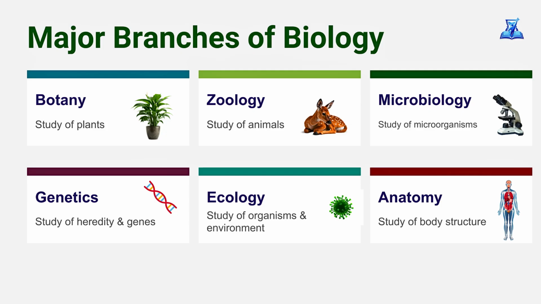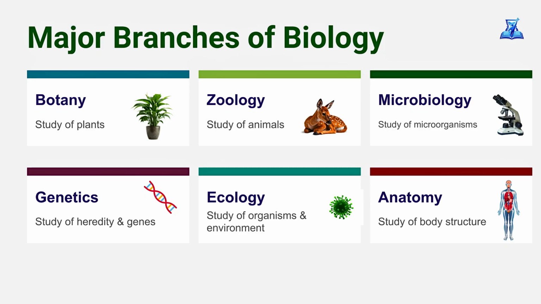Let's take a closer look at the major branches of biology, which help us understand the diversity of life and how living things interact with their environment. First, we have anatomy, which is the study of the structure of the body, how organs and systems are built and work together. This is fundamental because understanding structure helps us comprehend function.